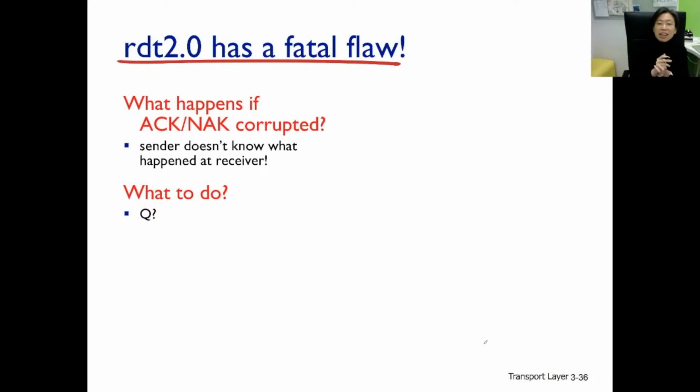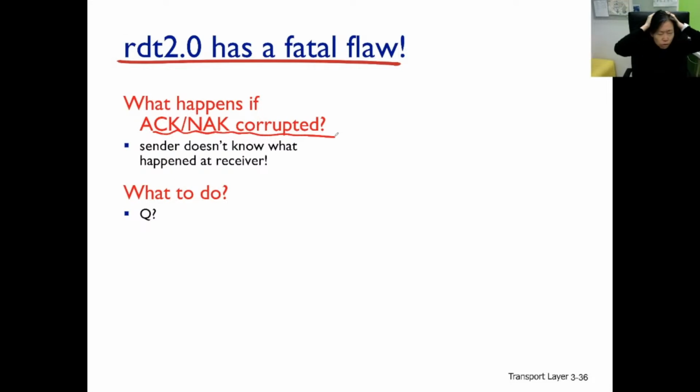But RDT 2.0 has a fatal flaw. If data can be corrupted, therefore a receiver needs to send ACK and NAK to provide feedback to the sender. The ACK and NAK coming from the receiver to the sender, those packets can also be corrupted. So what if that feedback packet is corrupted? Then the sender will not know whether it's really an ACK or a NAK.